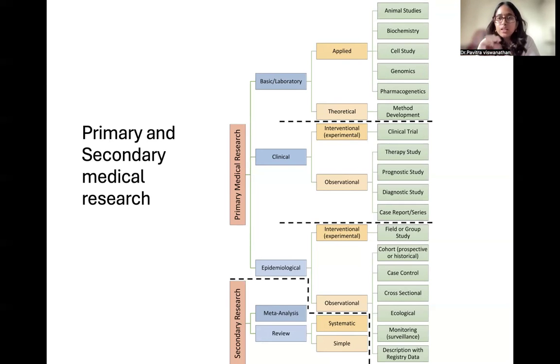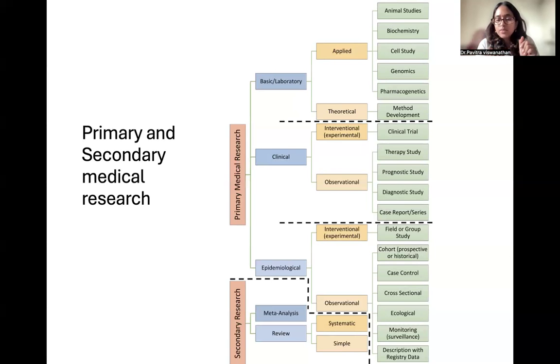Primary research, you are doing something from scratch. So it can be basic lab level research or it can be clinico-epidemiological research. Lab level is more of cellular study, tissue level study, animal study, genetics, genomics. This will come under lab level study. Clinico-epidemiological can be observational or interventional.